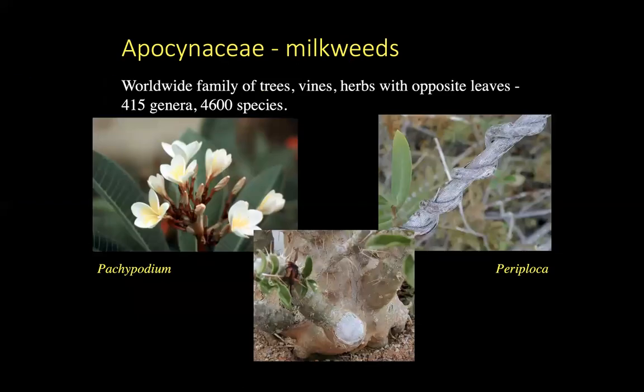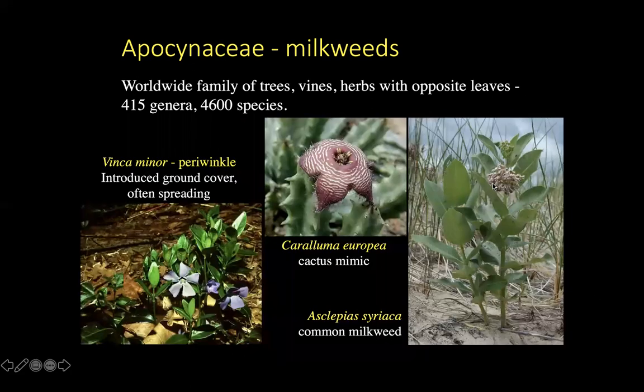Okay, now we move on to the Apocynaceae, or the milkweeds. This is a pretty species-rich group around the world. Lots of tropical trees, vines, and some herbs, especially in the temperate regions. Again, all with opposite leaves. Pachypodium here has these beautiful, tropical-looking flowers, and it has this giant bulbous base where it's actually providing storage space for ant colonies. So it's one of these that has cool ant mutualisms from the tropics. And here's a vining member from the tropics as well.